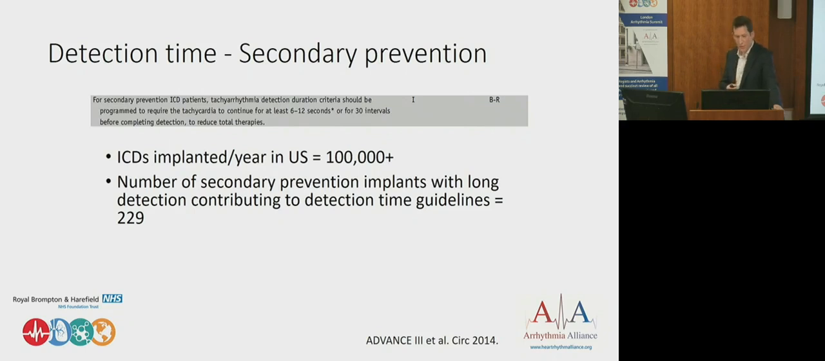So what about detection time? Well, there's a lot more data here, and I presented 5,000 patients. But what about secondary prevention? Because the guidelines suggest a class 1 indication to have long detection in secondary prevention. So at a rough estimate, the number of devices implanted in the US per year currently is around 100,000 plus. A large portion, probably a minority, but a large number of these are secondary prevention. The number of patients programmed with long detection in a randomised trial contributing to the guidelines with class 1 recommendation was only 229. There's a real mismatch between the number of patients that have provided the evidence and the number of device implants. And this was not a study in itself, this was a sub-study of ADVANCE III.